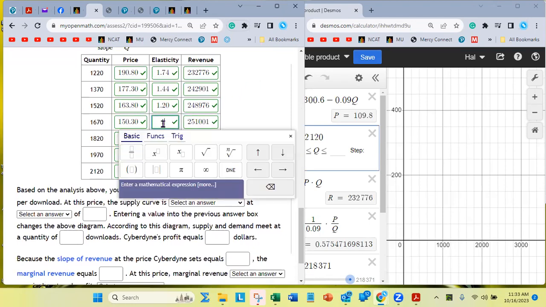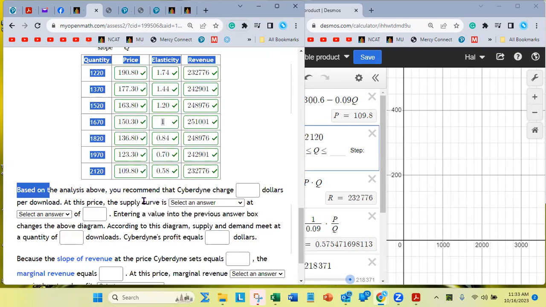So notice the elasticity is 1 here. When your elasticity is 1, if you price in such a way that your elasticity equals 1, then what you're doing is you're extracting as much from the customer as possible. You can't get any more out of them. And if your costs are fixed, that's how you maximize profits. And we'll see that in a second.